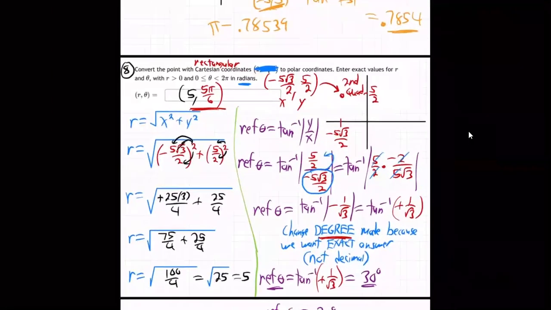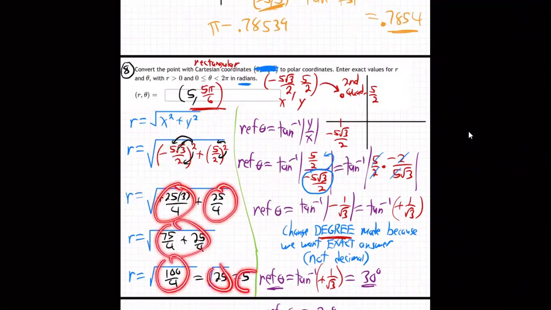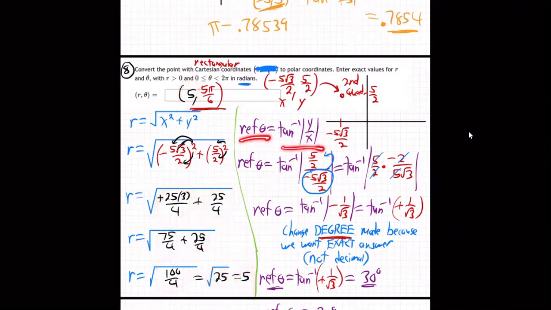So again, what did we do? First off, we found the r, which is square root of x squared plus y squared. We had to square a fraction, which means square the top, the bottom, and then the root cancels the root. Same thing here, square top and bottom, and then add them up. Square root of 25 is 5, so we get the r. And then the reference angle is the inverse tangent of absolute value y over x. But y over x is a fraction, flip it up, 2's and 5's cancel, negative 1 over root 3, but absolute value makes it positive 1 over root 3.